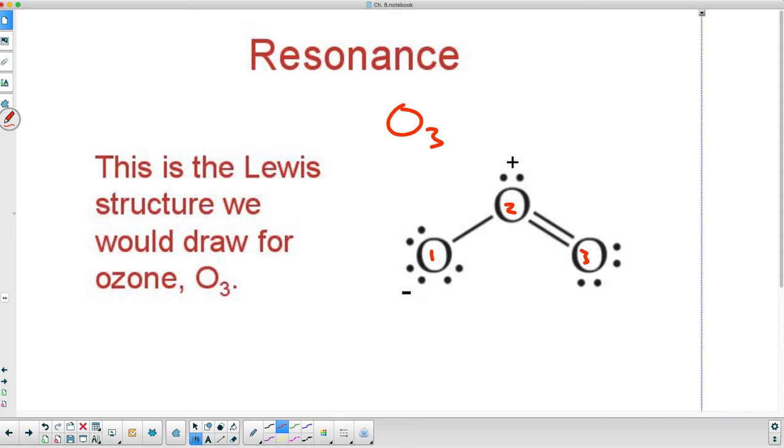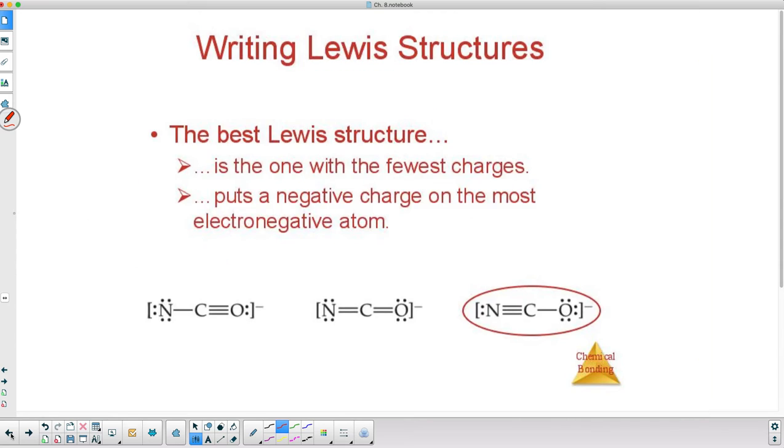Let's do, just quick, I want to do a comparison to show you that there is, oh, son of a gun. I knew I was going to forget this. Best Lewis structure.